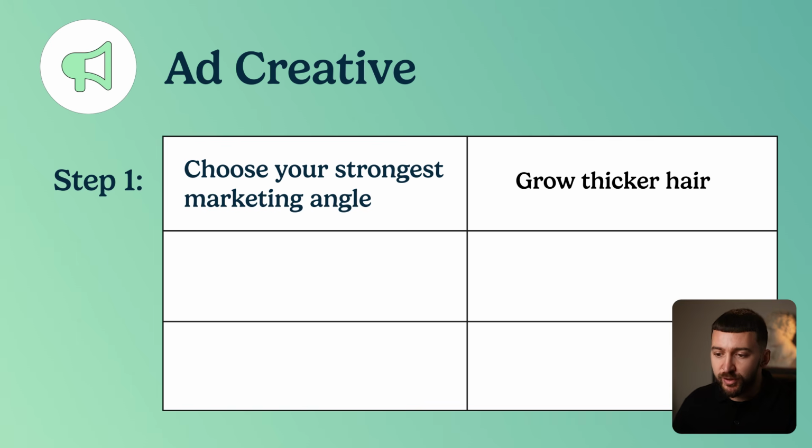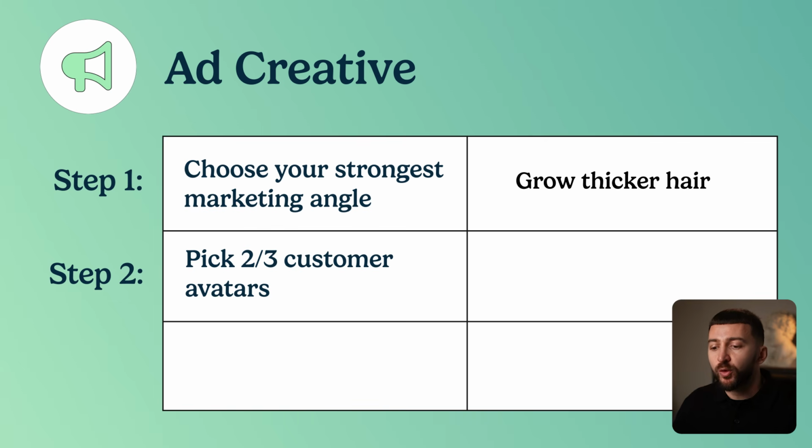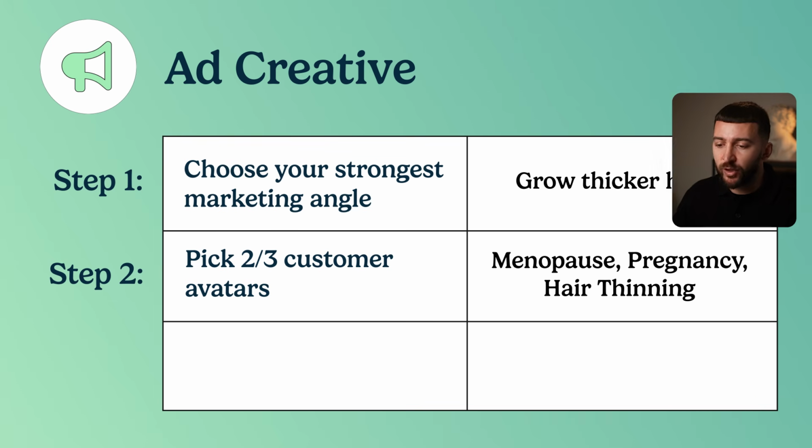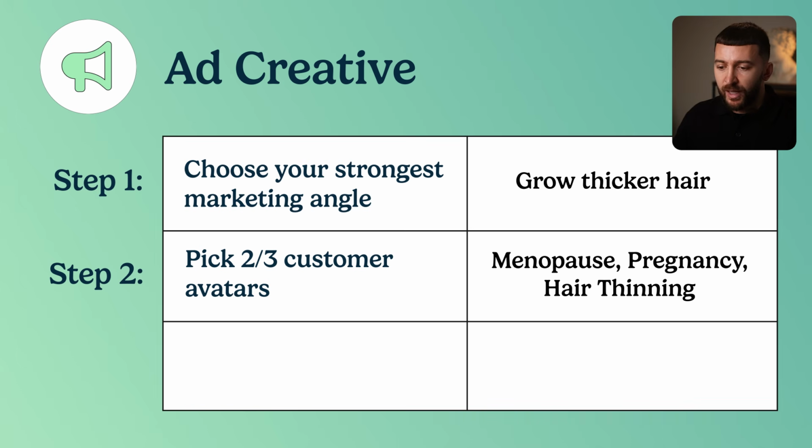The next thing you could do is step two. So you've picked your marketing angle, you've picked the strongest problem or benefit of your product. Step two is to pick 2 or 3 customer avatars. So for example, the red light therapy hairbrush, we've chosen our marketing angle, which is going to be grow thicker hair. Now we're going to pick 2 or 3 customer avatars, right? So we're going to choose women going through menopause. That's one avatar. We're going to choose pregnant women, and we're going to go for a more general avatar, which is women with thinning hair, right?